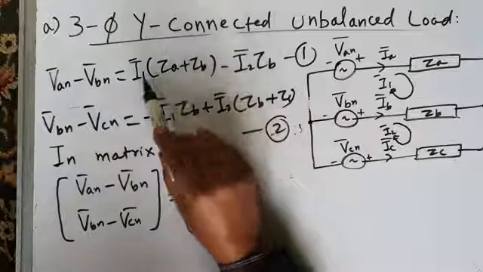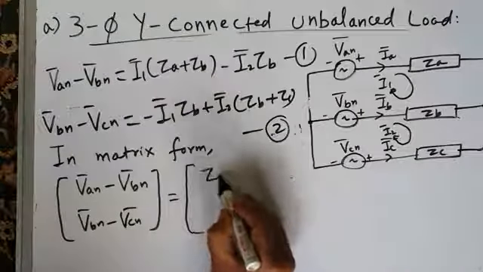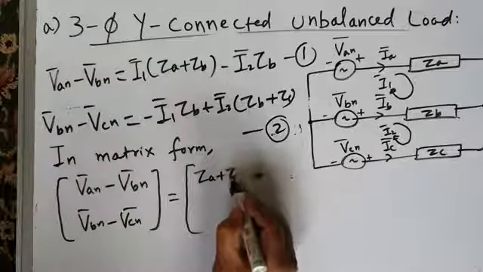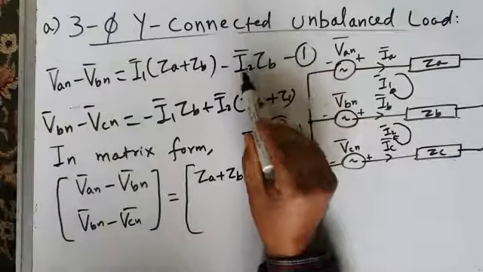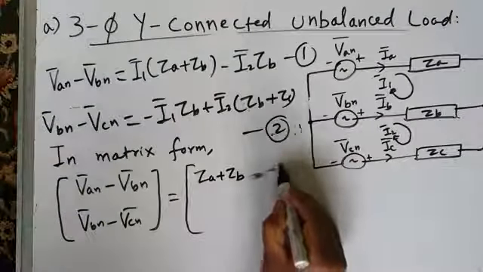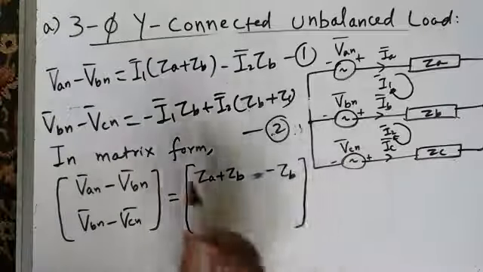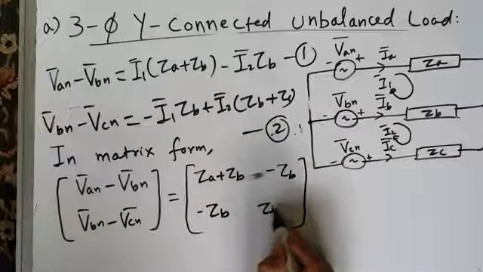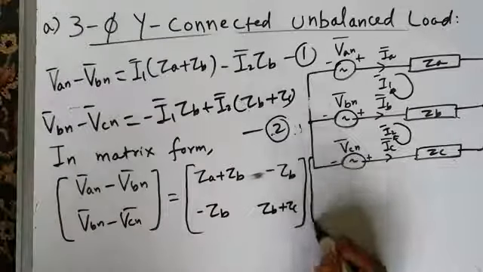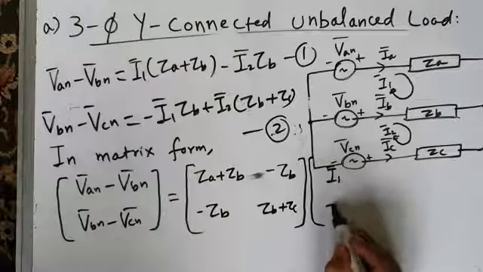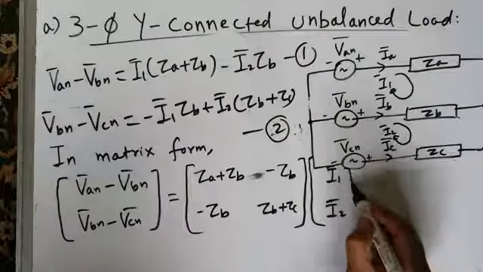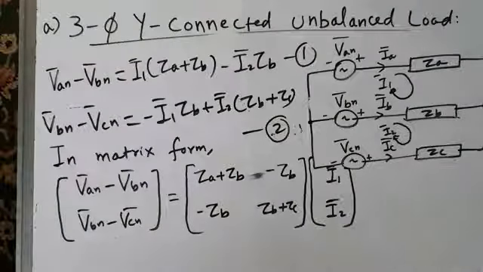What is impedance matrix? What is the coefficient of I1 here? It is ZA plus ZB. What is the coefficient of I2 here? It is minus ZB. Okay. And similarly, coefficient of I1 here is minus ZB, and coefficient of I2 is ZB plus ZC, into I1 and I2. Here it is I1, here it is I2. So this is in matrix form.